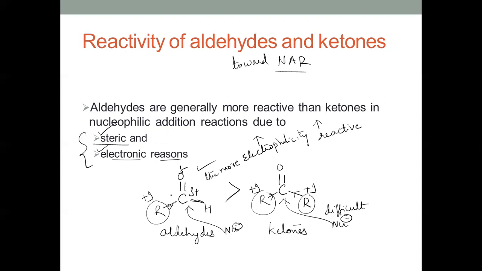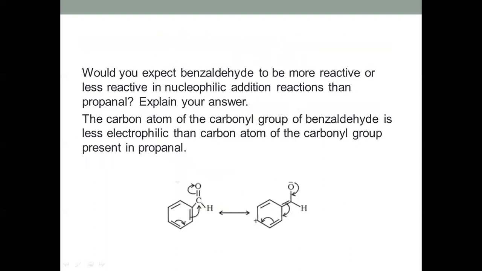One is steric reasons and the other one is electronic reasons. Steric reasons are because there are two R groups in ketones, so for the nucleophile to attack this carbon atom, there is more crowding in ketones. And the second one is electronic reasons, where it can be explained that the two R groups reduce the electrophilicity of the carbon atom more effectively in ketones than in aldehydes. So aldehydes are more reactive than ketones.